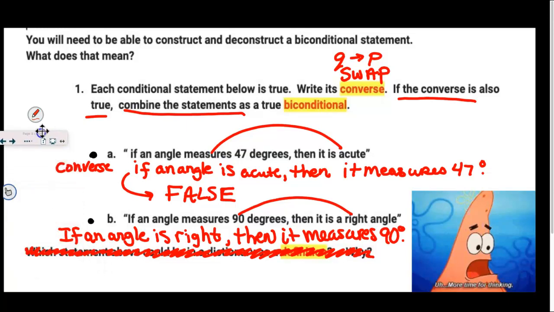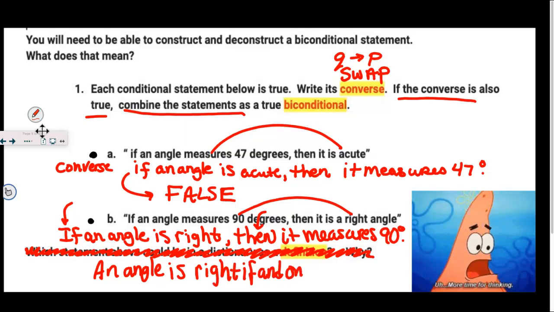Well, remember it said that we combine them with that phrase, if and only if. So I'm going to take this if and take it off. I'm going to take this then and take it off. And I'm just going to start with an angle is a right angle if and only if it measures 90 degrees.